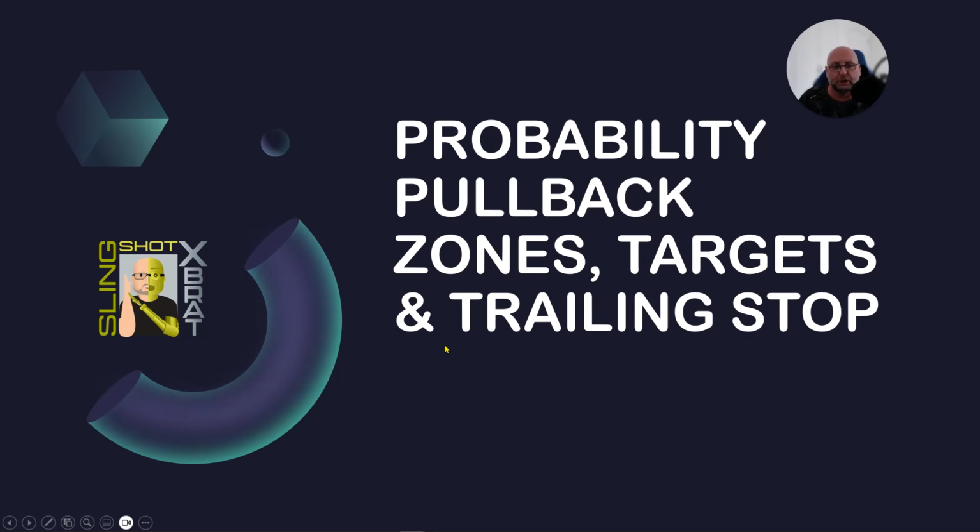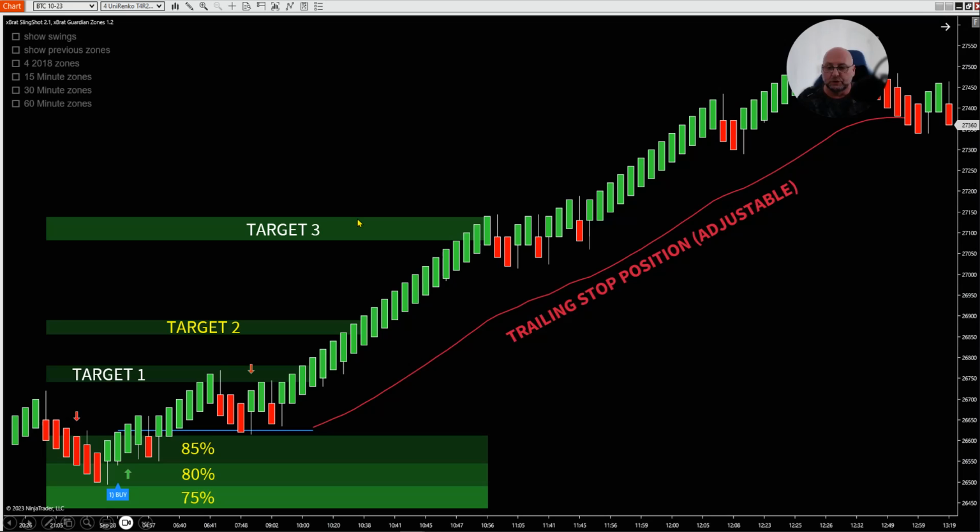So first of all, we're going to go straight into it. This is probability, pullback zones, targets and trailing stops. So remember, the SlingShot looks for three types of trades. We're going to talk about those a little later, but the main type of trade is it pulls back against the main trend and then continues.